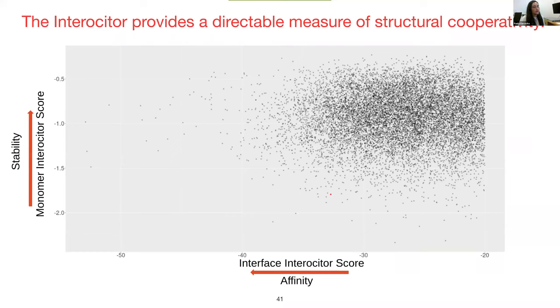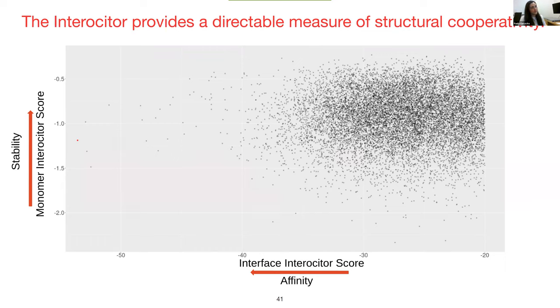The next metric, which is the interocitor, is basically how I evaluated most of the library. With the interocitor, we can measure the structural cooperativity of the interface, so affinity, but we can also look at the stability of the protein as a monomer. Like I mentioned earlier, we can use it at really early stages to generate better backbones, but we can also evaluate interfaces at the end. So I was really excited to use this tool, help Frank see where the metrics are in the library, and test the whole process of the interocitor.